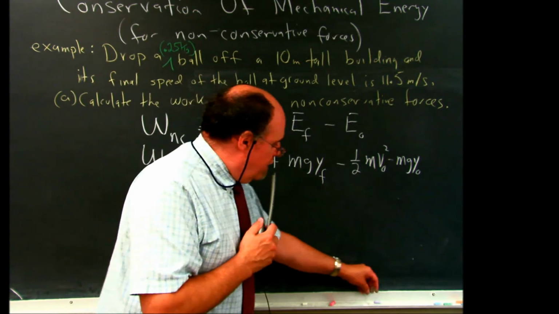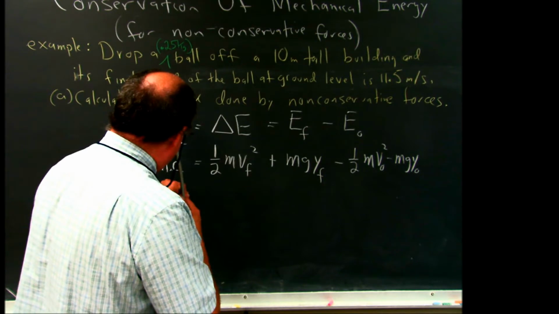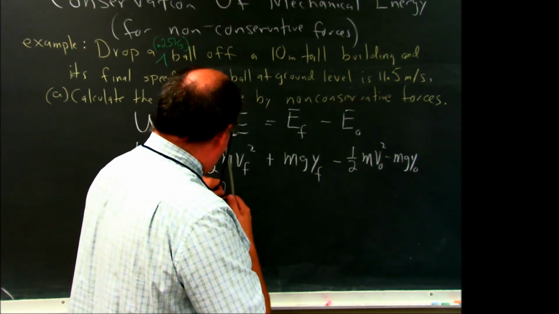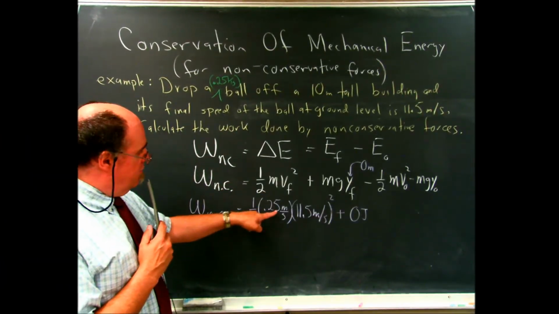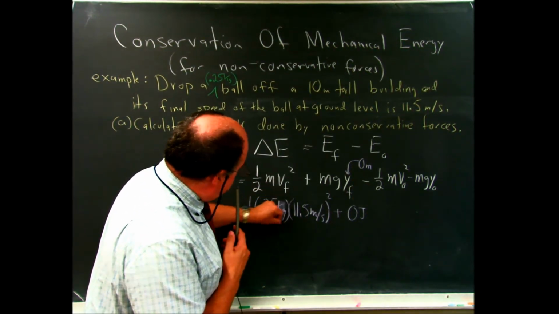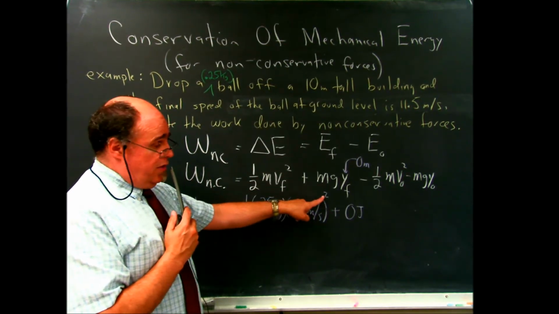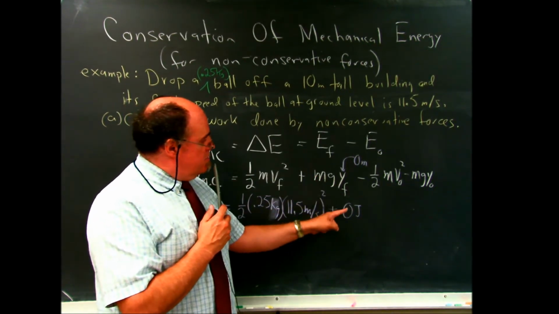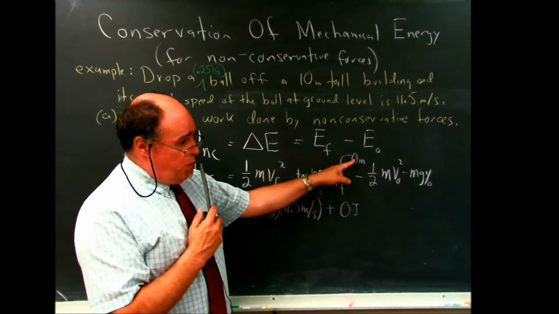So I'm just going to plug all these numbers in. The work done by the non-conservative forces equals 1/2 times the mass of 0.25 kilograms, my mistake, times the speed of 11.5 meters per second, and we have to square that. Then I'm going to add the final gravitational potential energy, which comes out to be 0 joules, because the final height was 0. We were right at the ground level.